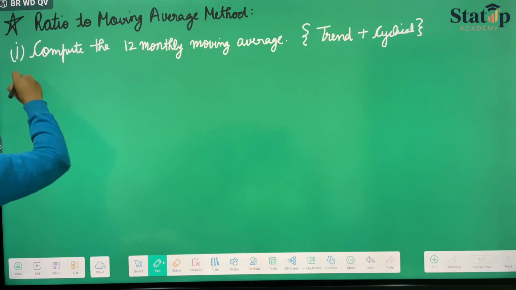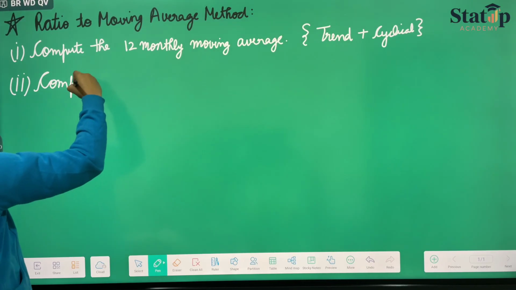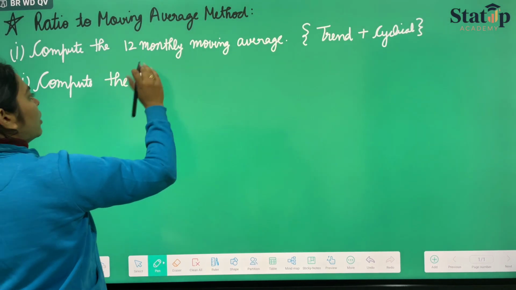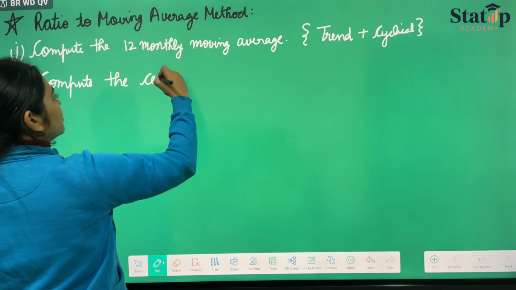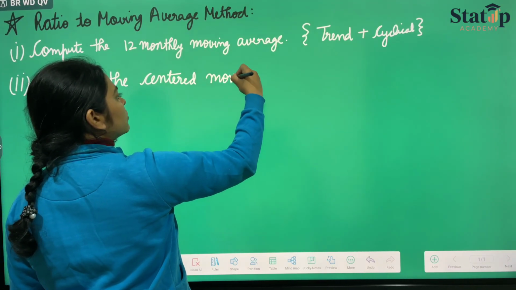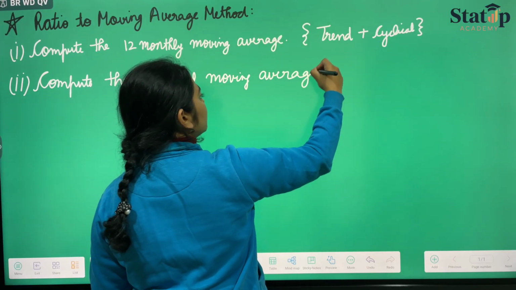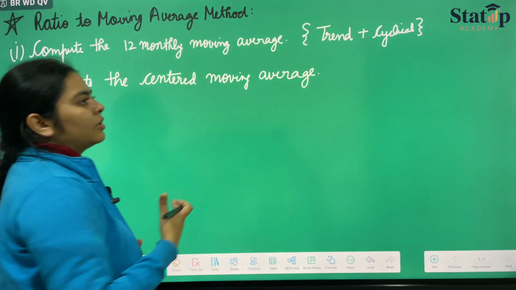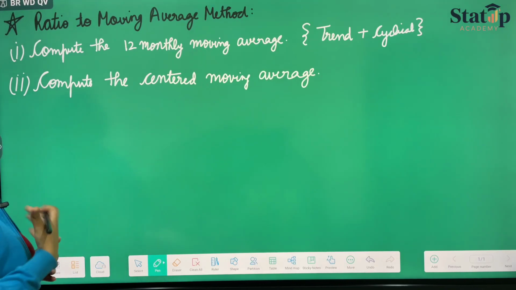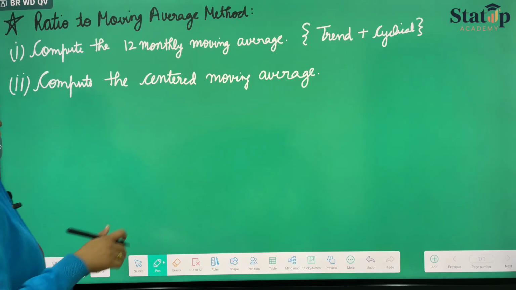Then the second step would be compute the centered moving average, since we have given the 12 monthly moving average. These may or may not be centered. So if they are not centered, then in the second step we'll compute the centered moving average.